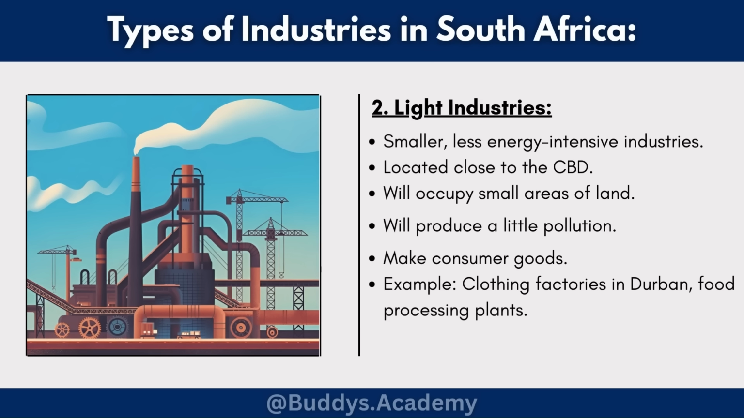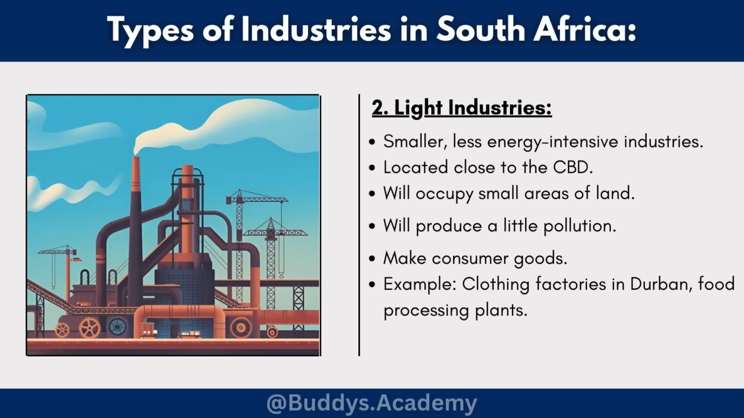So now let's look at the second type of industry, which is going to be your light industry. Now this is technically going to be the opposite of a heavy industry. So this is going to be a smaller, less energy intensive industry, right? It's going to be located close to your CBD and it's going to occupy your small areas of land, which will produce very little pollution, right? Obviously, as compared to your heavy industry.